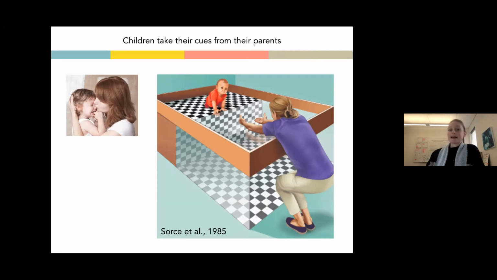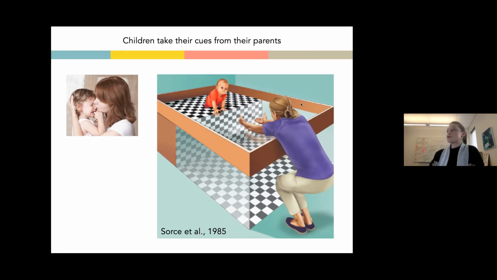But this behavior does actually depend on their interaction with the parent. You can see here that the mother of this child is standing on the other side of the cliff, beckoning their infant to cross. What they found in this study and in many different studies is that if the mother is showing beckoning signs, like reassuring signs, to the child to cross the cliff that they know to be dangerous, then the infants will override their fear response and try crossing to the other side of the cliff.